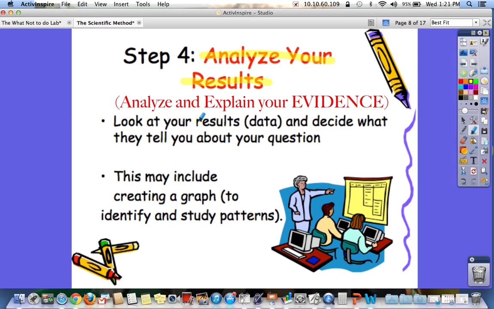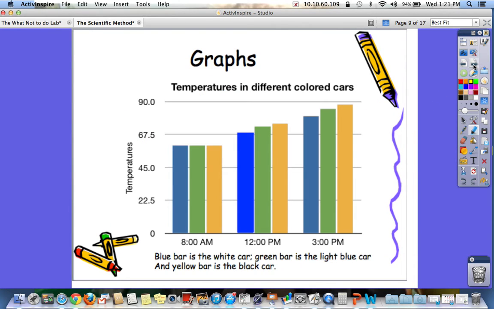So you look at the results or the data, for example, the data table on the last slide, and you decide what they're telling you about your question. For some things, maybe like our car experiment, this may include you making a graph, and the whole purpose of a graph is for you to pick out patterns and study patterns so that you can make the best decision about what your conclusion is for the information. Here's an example of a graph that you might create.